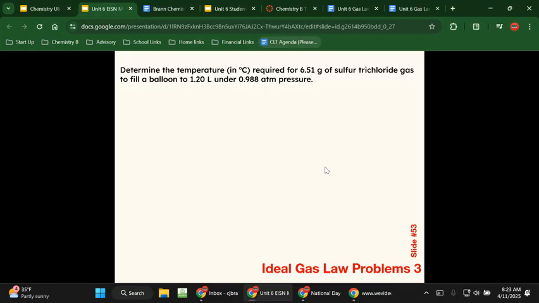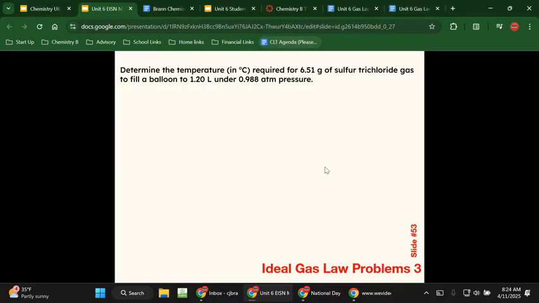You just have to figure out what your numbers represent. 1.20 liters. What is this, Adelaide? What is this representing, 1.20 liters? Volume. 0.988 atmospheres. What is that representing, Madison? Pressure. 6.51 grams. What is that representing, Claire? Mass. But nowhere in our formula, PV equals nRT, is mass. What's the closest thing?